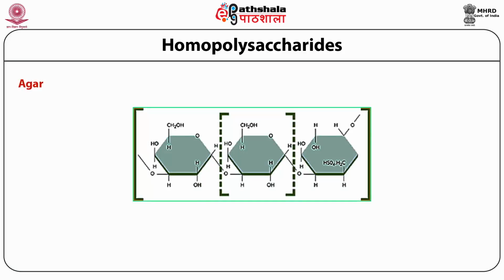Heteropolysaccharide agar. Following is the chemical structure of agar. Agar is a vegetable mucilage obtained from seaweed. It is a sulfuric acid ester of a complex galactose polysaccharide. Agar is odorless and tasteless. It swells strongly in cold water but does not dissolve.